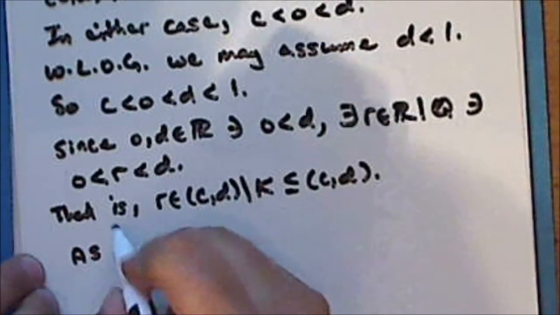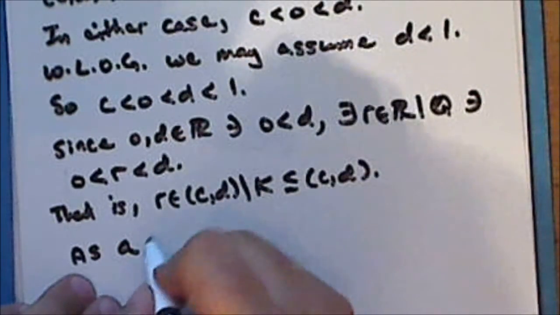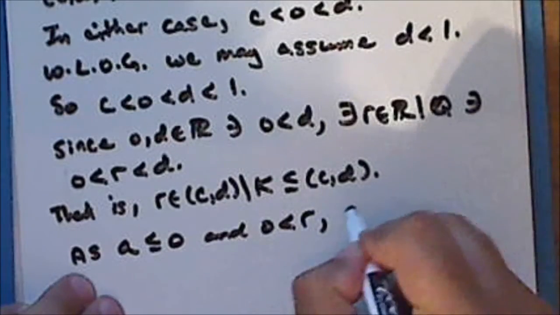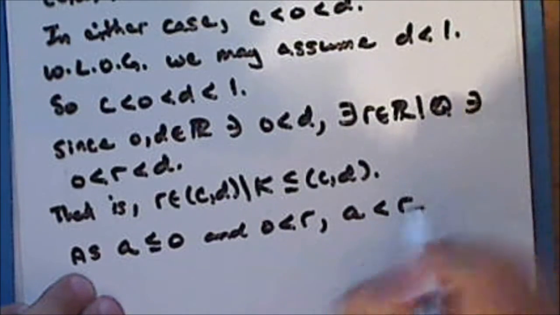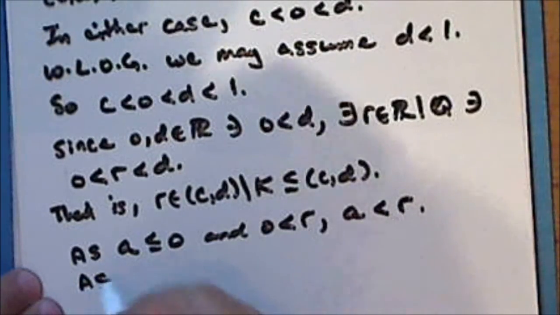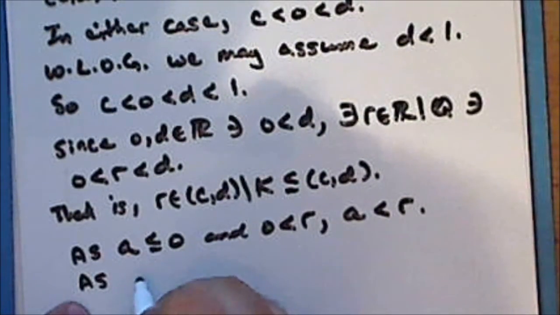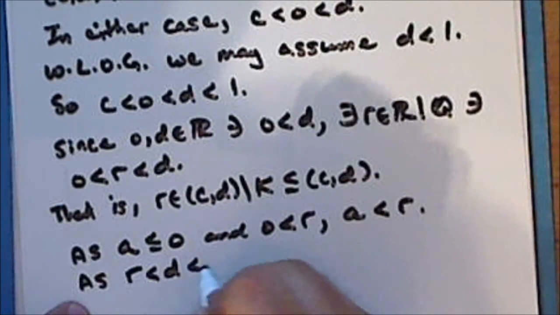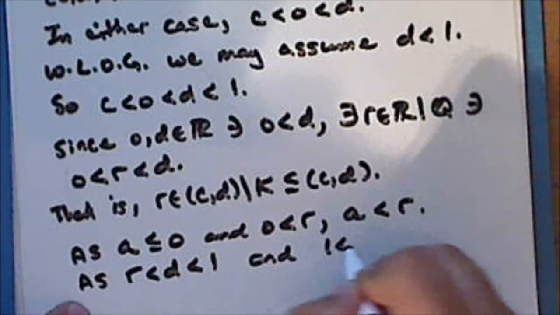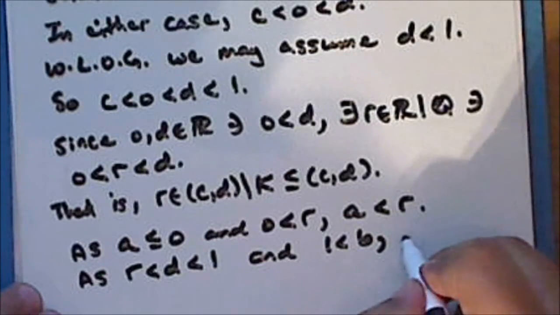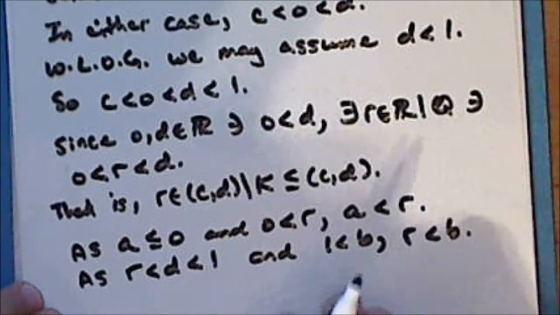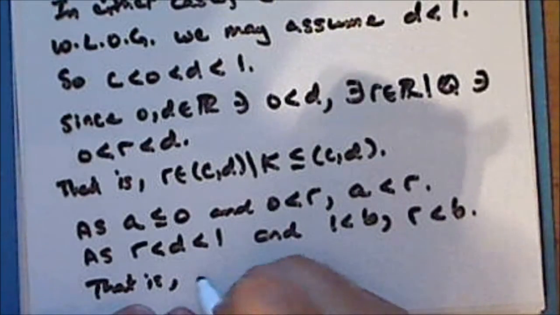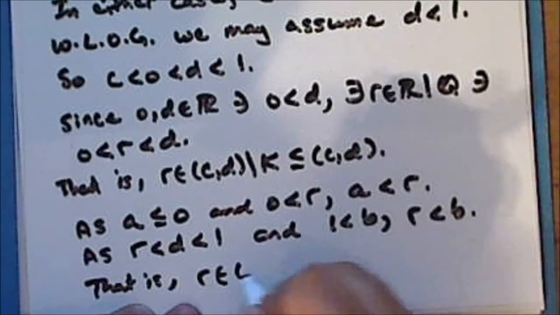Now, as the point A is less than or equal to 0, and 0 is strictly less than R, the number A is strictly less than R. And as R is strictly less than D, which is strictly less than 1, and 1 is strictly less than B, we have that R is strictly less than B. That is, the irrational number R is in the open interval from A to B.